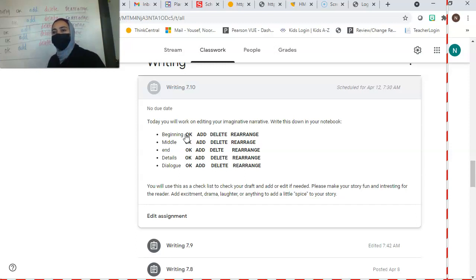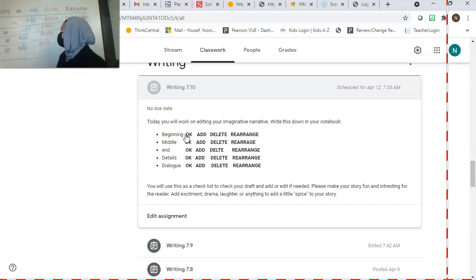On the next blank page, the very first thing you're going to do is write this down. You can write it down now while I'm talking. You're going to write down beginning, middle, end, details, and dialogue. Do I have to write lines under them? No, you do not. You are writing these on the lines, one on each line. Beginning is on a line, middle is on a line, end, details, and dialogue.